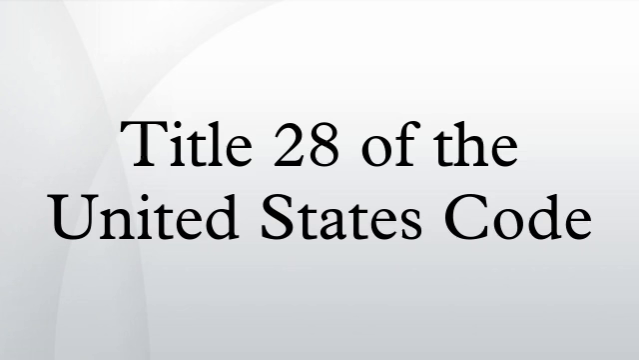Title 28 is the portion of the United States Code that governs the federal judicial system. It is divided into 6 parts: Part 1, Organization of Courts; Part 2, Department of Justice; Part 3, Court Officers and Employees; Part 4, Jurisdiction and Venue; Part 5, Procedure; Part 6, Particular Proceedings.